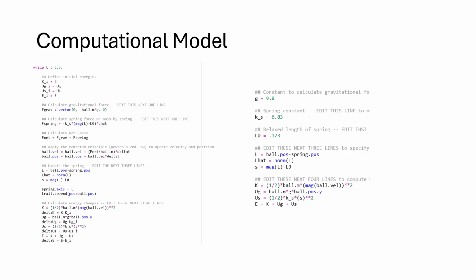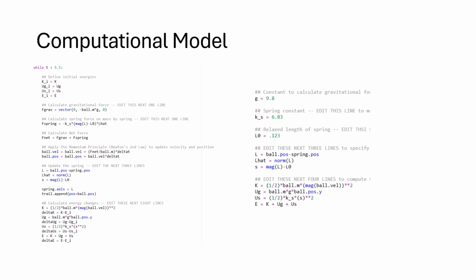And then as you can see here, again, we have our velocity update formula and our position update formula for Newton's second law. And then we also have the different components for the spring. We have L, we have L hat, and then we also have S as well. And then over here on this side, we also have our key constants that we needed.